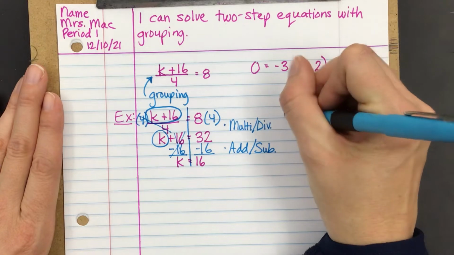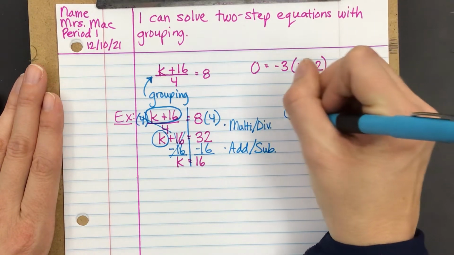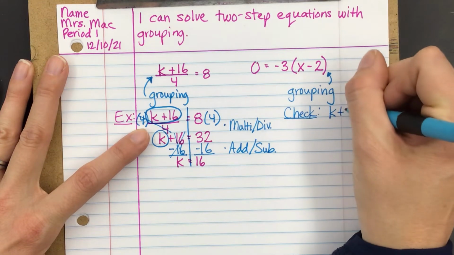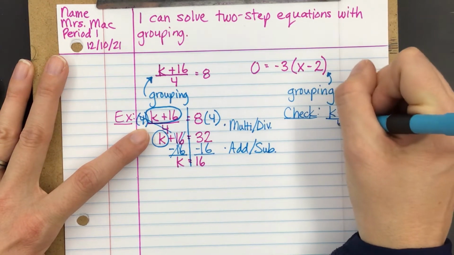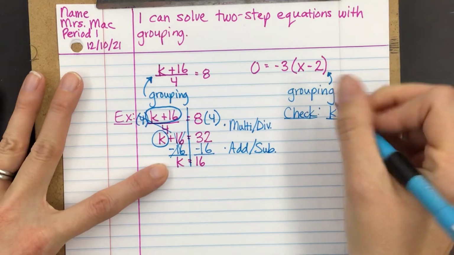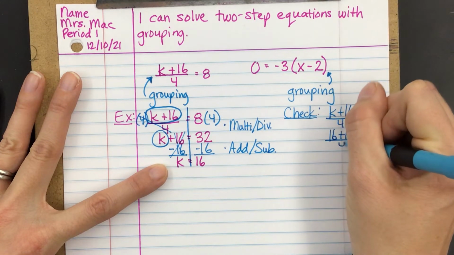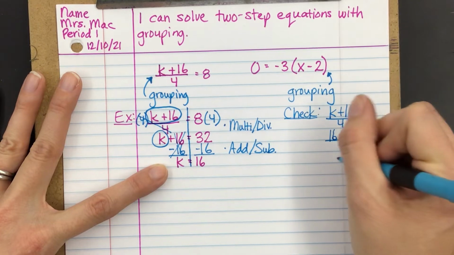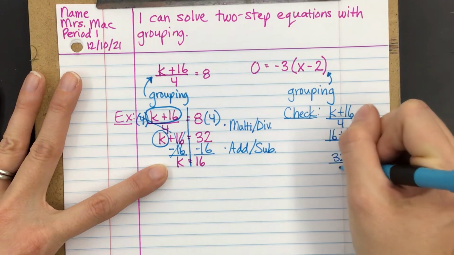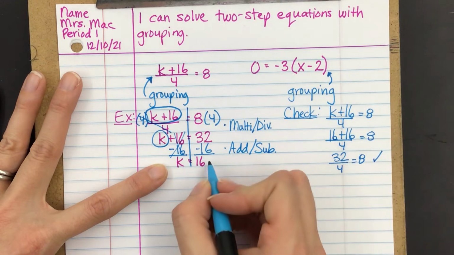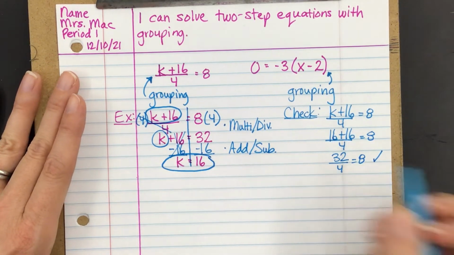And just like I showed you yesterday, I'm going to take the original equation and plug in my variable here. So this is going to be 16 plus 16 divided by 4 is 8. 32 divided by 4 is 8. And yes, 8 is equal to 8. We know that that's the correct solution.